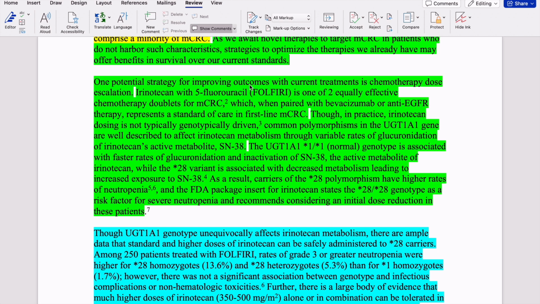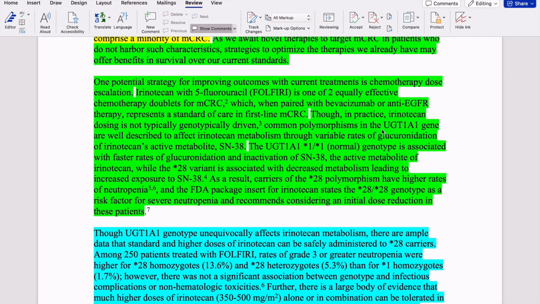a potential strategy for improving outcomes with current treatments is increasing the dose of chemotherapy. Irinotecan with 5-fluorouracil, this is common chemotherapy, is one of the equally effective chemotherapy doublets for mCRC. So when paired with this monoclonal antibody or another type of therapy, it represents a standard of care for first-line mCRC. They state this is the issue, so they're setting up the background to it.